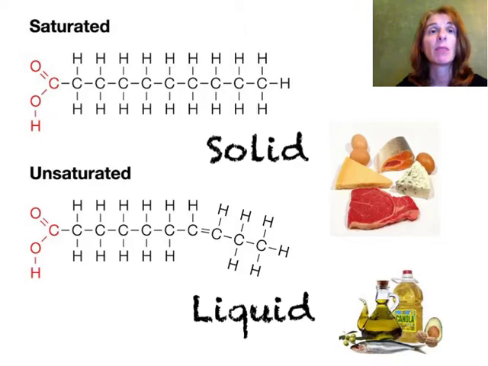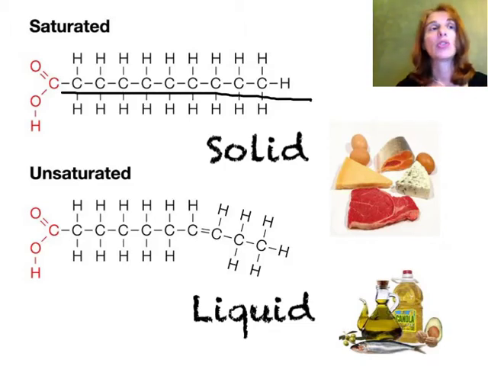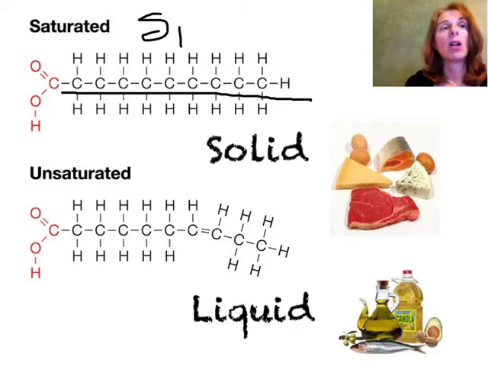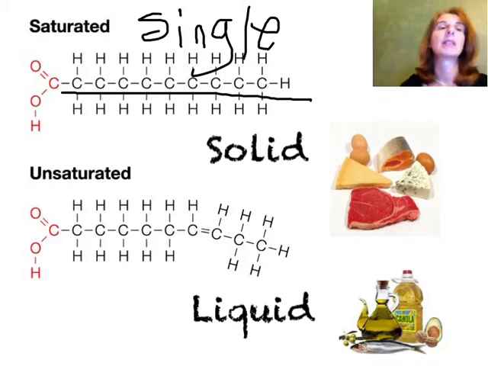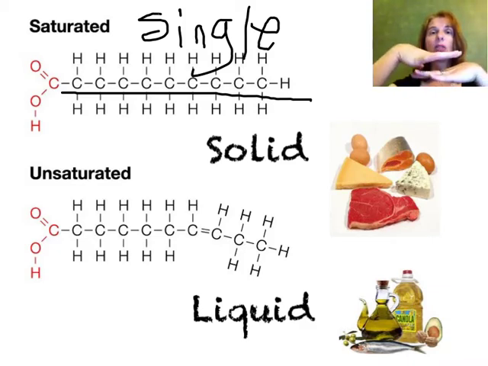One of the things that gives them different properties is the nature of those tails that were hooked to the glycerol backbone. Sometimes those tails are very straight, and those straight tails happen when all of the carbon bonds are single bonds. These single bonds make the tails very straight, and so when those tails are very straight, they pack together very closely, and that makes saturated lipids solids at room temperature. So good examples of saturated lipids are bacon grease, cheese, butter. All of those form solids at room temperature.